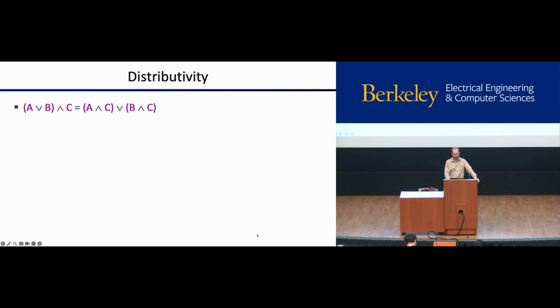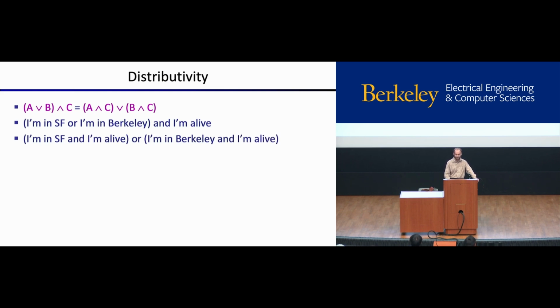Okay, how does distributivity work? If we have A or B and C, that is equivalent to A and C or B and C. You can try to work this out in your head, but you'll probably have better luck with an example. I'm in SF or I'm in Berkeley and I'm alive. That sentence is the same as I'm in SF and alive or I'm in Berkeley and alive. Any doubts? Okay. Great. Those two things are the same. Works the same way if you switch the and or. I won't give you another example. Same kind of deal. A and B or C is A or C and B or C.